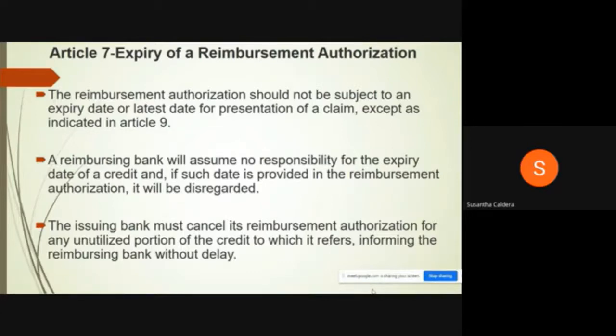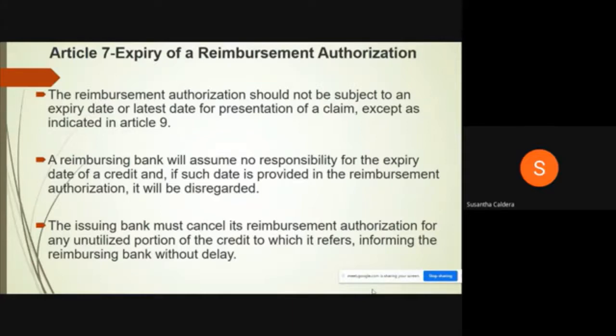The issuing bank must cancel its reimbursement authorization for any unutilized portion of the credit to which it refers, informing the reimbursing bank without delay. The issuing bank must cancel its reimbursement authorization for any unutilized portion of the credit.